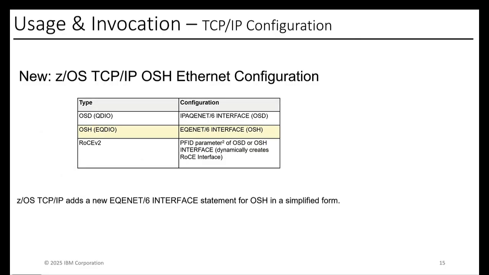So again, for OSD, we had our IPAQENET6 interfaces for configuring those channels. For OSH, for EQDIO, we'll have something very similar called EQENET or EQENET6 interface statements that we've introduced for OSH. And for RoCE v2, again, the PFID parameter of the interfaces dynamically creates those interfaces. They get created for you as a result of starting the IP interface. So z/OS TCP/IP adds new support for these new interface statements. They'll look a lot like the older interface statements, but in a simplified form. Randy's going to take you through the simplification.